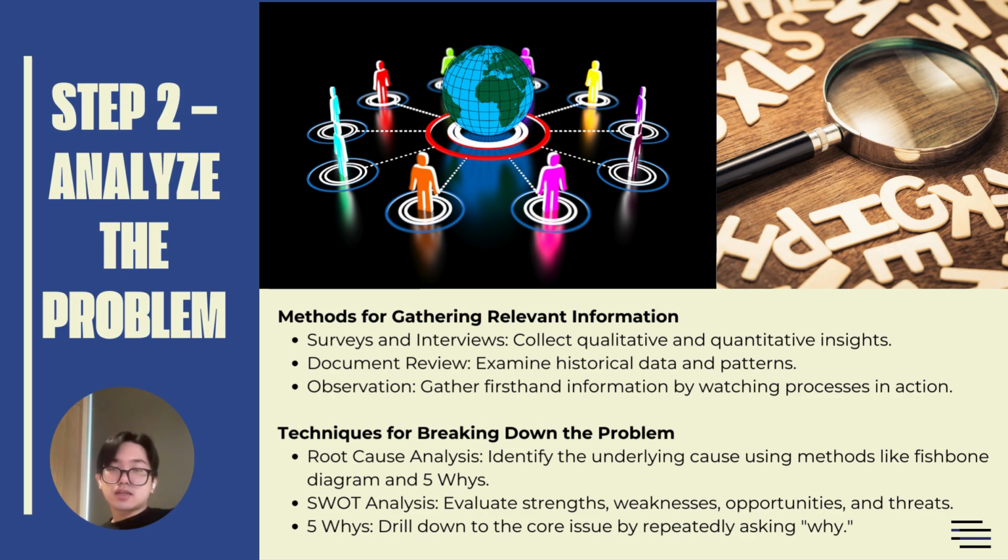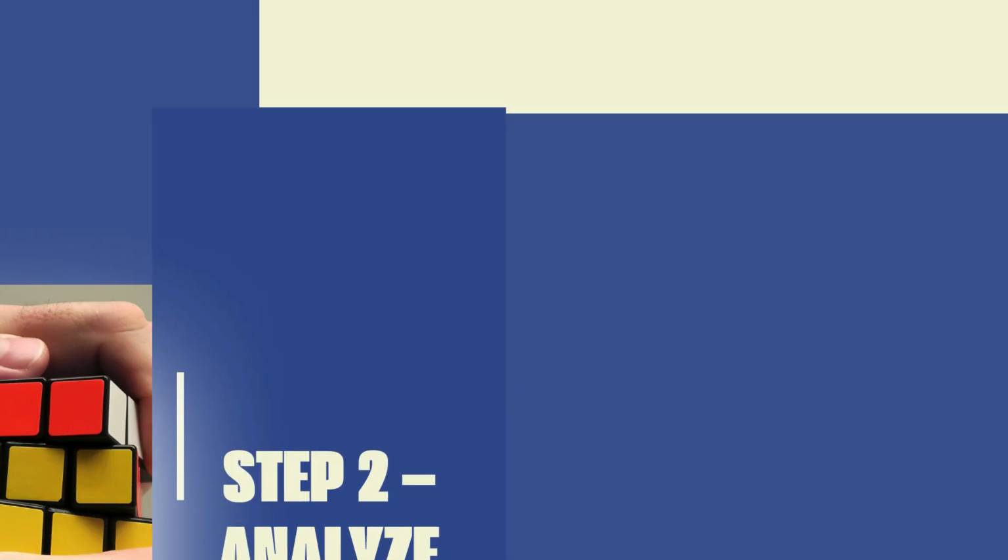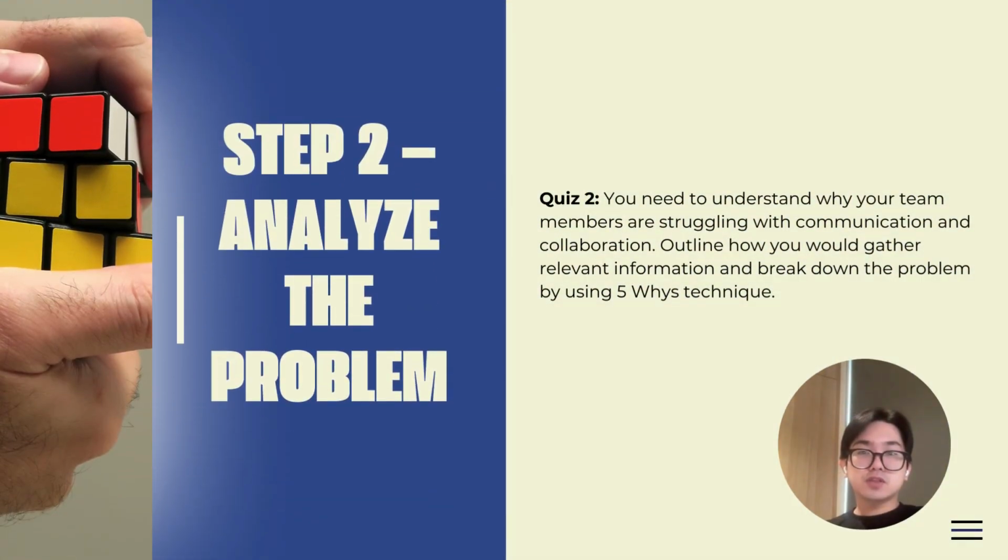So these methods and techniques ensure a good understanding of the problem, setting the stage for developing effective and sustainable solutions. Here we have a question for step 2. You need to understand why your team members are struggling with communication and collaboration. Outline how you would gather relevant information and break down the problem by using the 5 Whys technique.